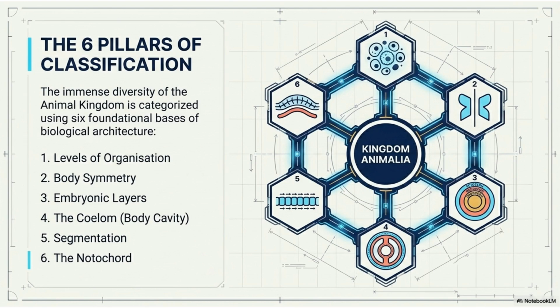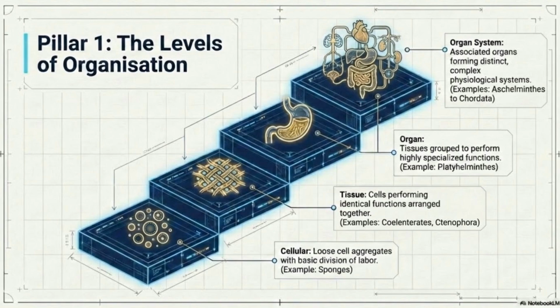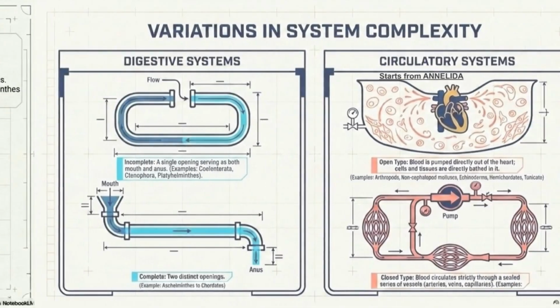of classification. These pillars include the levels of organization, body symmetry, embryonic layers, the coelom (body cavity), segmentation, and the notochord. Pillar 1 is the levels of organization, ranging from cellular, like sponges, tissue in Coelenterata and Ctenophora, only organ level in Platyhelminthes, to organ system, found in Aschelminthes to Chordata. As complexity increases, cells group into tissues, then organs, and finally, organ systems.